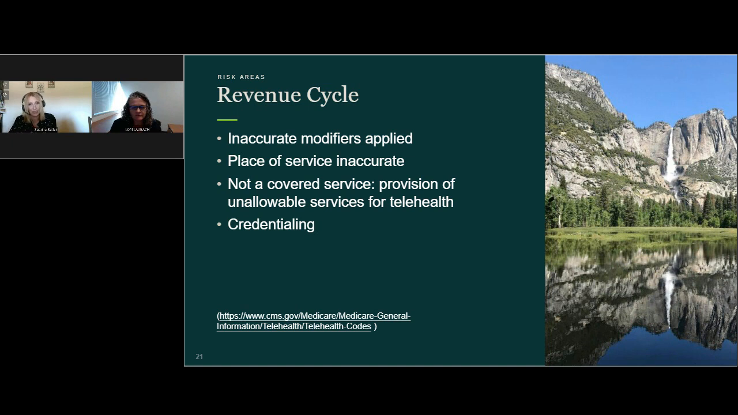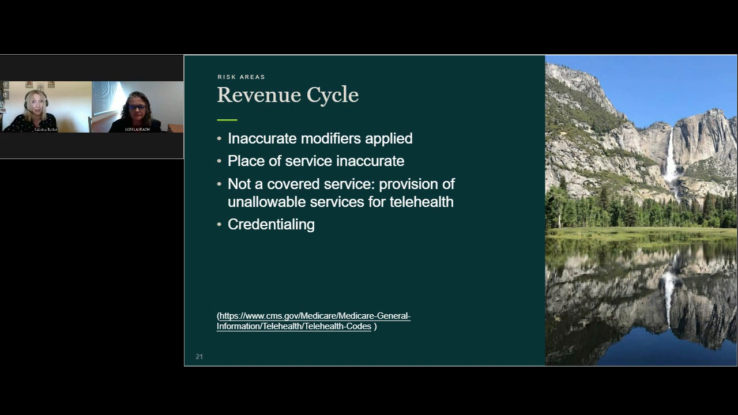done more appropriately. At the beginning, we saw a rush to just comply and to provide the service and deliver. But a lot of organizations haven't taken the time to go back and do an autopsy of how did we implement, how did we get this accomplished the right way, how did we audit this, or did we audit this? And I think that these areas, non-covered services, place of service, inaccurate modifiers, we are surprisingly still seeing these issues going forward.